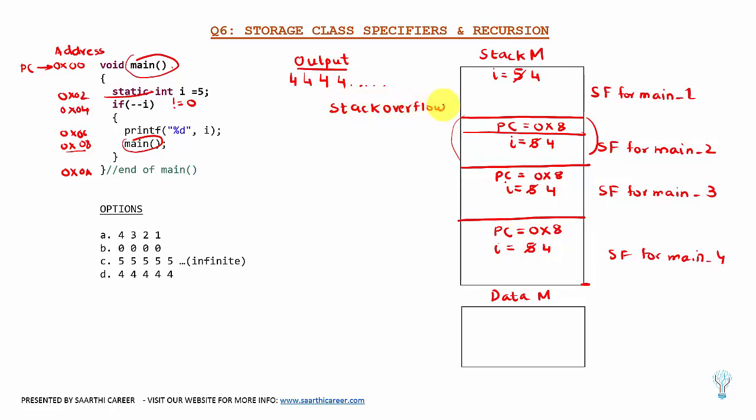If in an unrealistic world we had unlimited stack memory, it would have continued printing 4 an infinite number of times. Please note that the function never got over. All the functions were just getting pushed onto the stack, and a stack frame was created for those function instances, and this function never got over. And hence you will see that in this particular question the answer is going to be stack overflow.